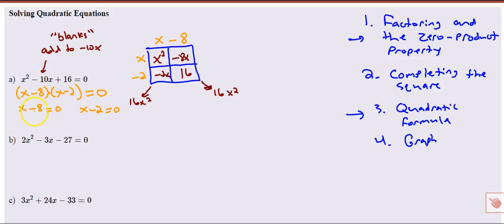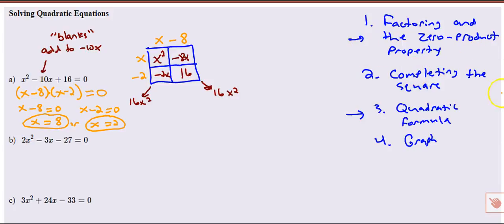Well, x minus 8 equals 0. I could add 8 to both sides. That would get me x equals 8. Or add 2 to both sides, and I get x equals 2. And it turns out that's my answer: x equals 8 or x equals 2.